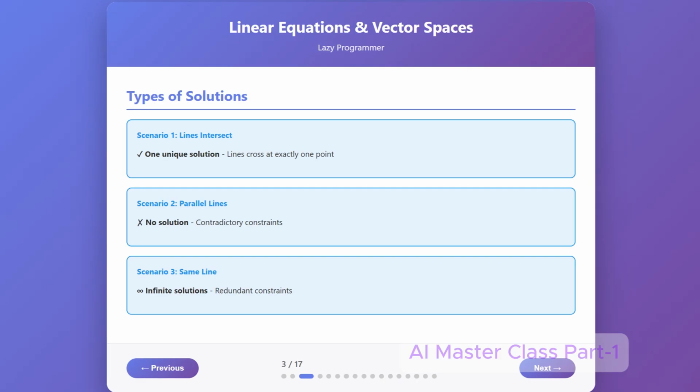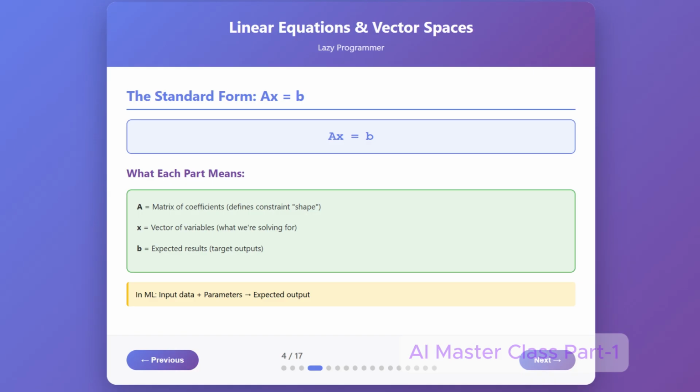In machine learning, this idea is often written as Ax = b. It means you have some input data, some parameters, and an expected output, and you are trying to find the parameters that make the output match the data. Here A is the matrix containing the coefficients. This defines the shape of your constraints. x, on the other hand, is the vector of variables that you are trying to solve for. And in the end, b is the result that we want to produce from our data.